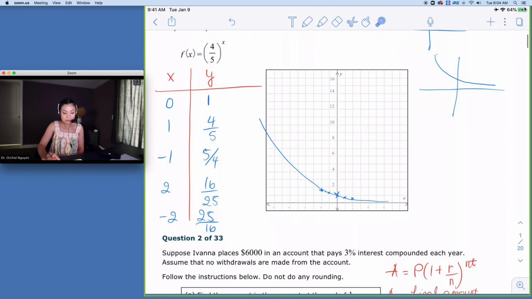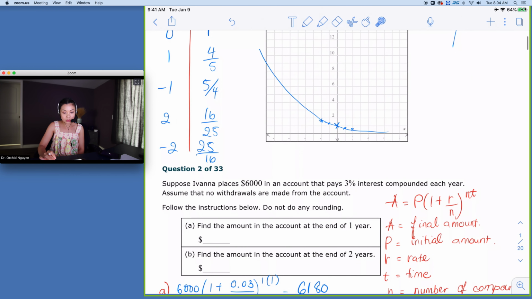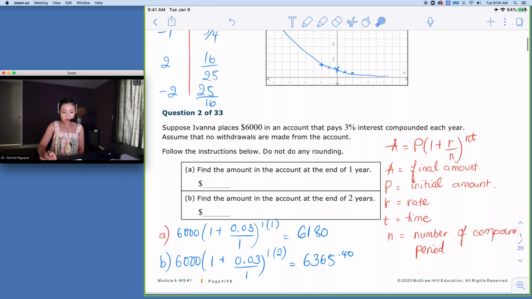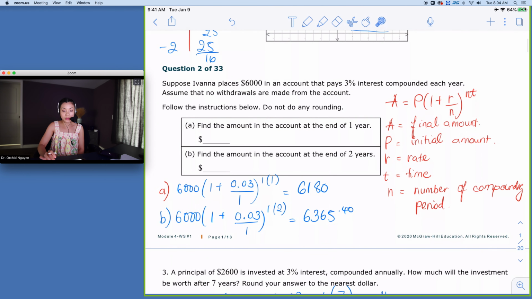Now, exponential application problems, we often talk about the compound interest. So every time you see the word compounded, we have to use this formula right here. Hopefully you get it memorized. A is the final amount, P is the initial amount, R is for rate, T is for time in years, and N is the number of compounding periods.